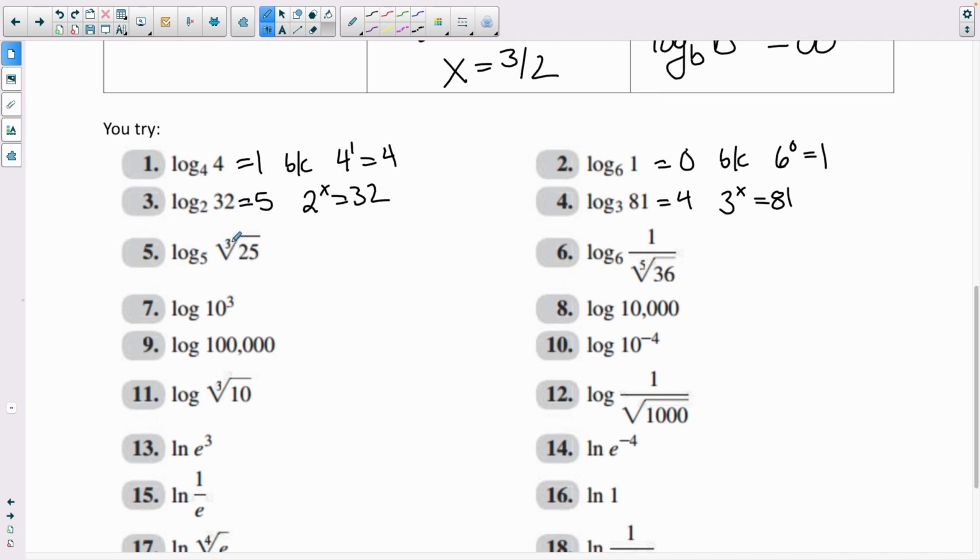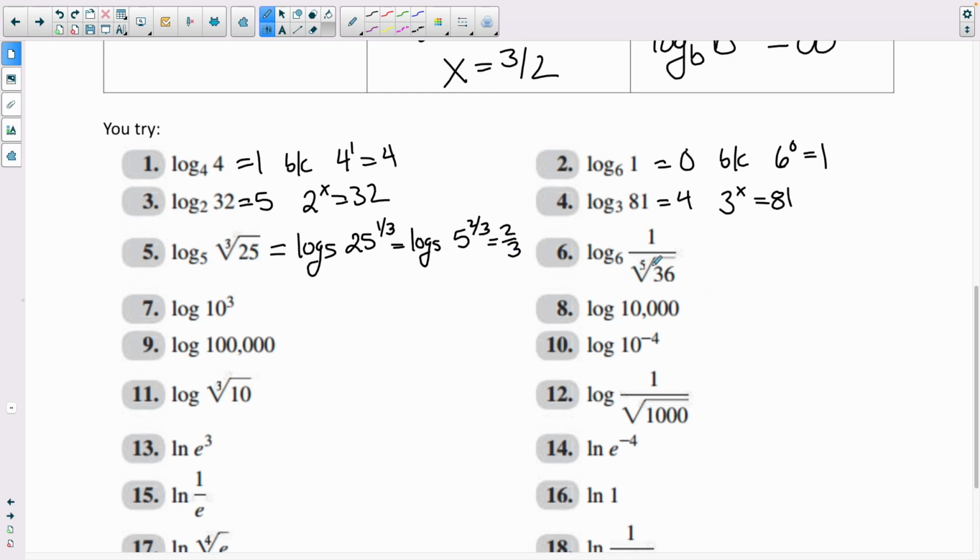So log base 5 of the cube root of 25. So we have to recognize that this is really the same as log base 5 of 25 to the 1/3. A radical, the nth root, is the same as a rational exponent. So this is to the 1/3. Well, I can also rewrite this as log base 5. 25 is the same as 5 squared. So 5 to the 2/3. And so my answer here is 2/3.